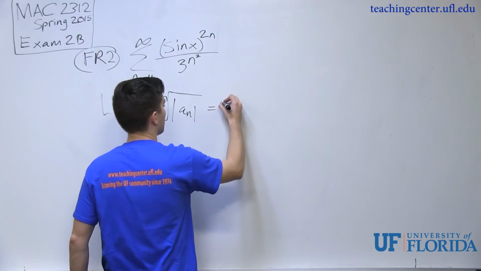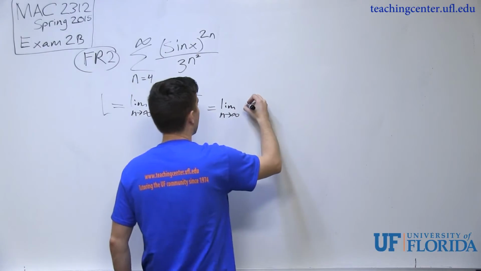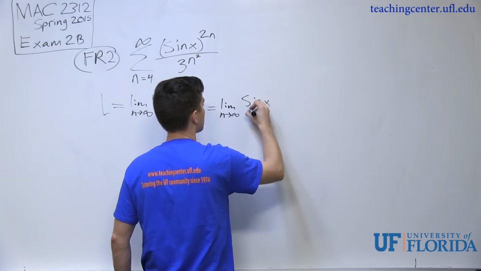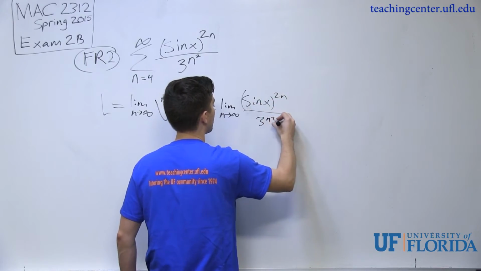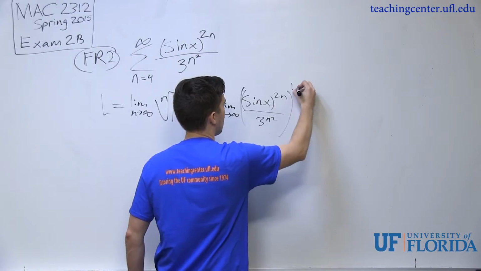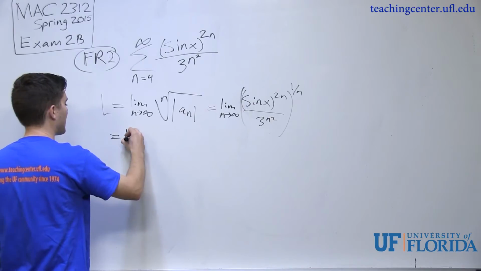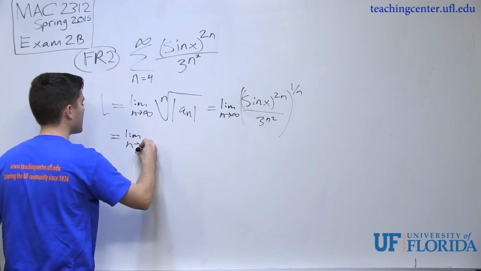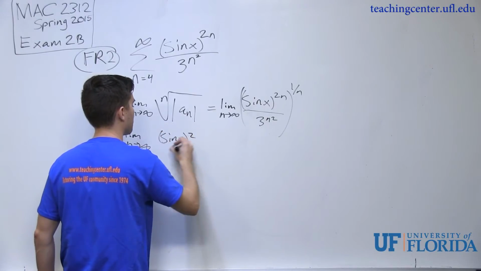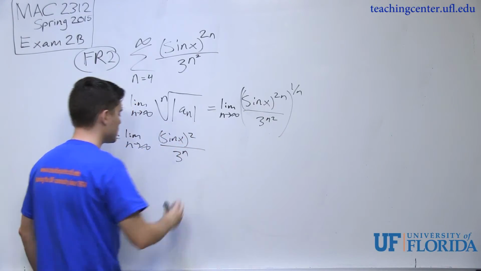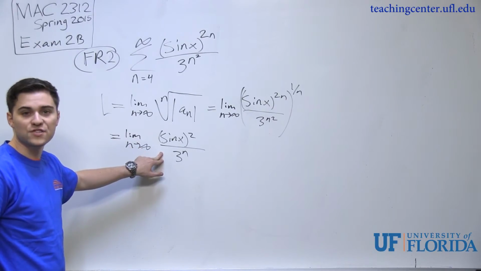I end up getting the limit as n approaches infinity of the nth root of sine of x to the 2n over 3 to the n squared, and then I'll have that to the 1 over n power. So now if I simplify that a little bit, the limit as n approaches infinity, I end up with sine of x, quantity squared, over 3 to the n. Now, I still have to take the limit of this as n approaches infinity.